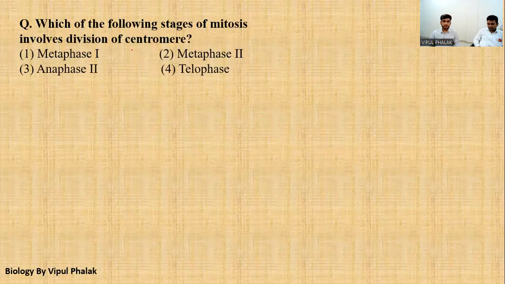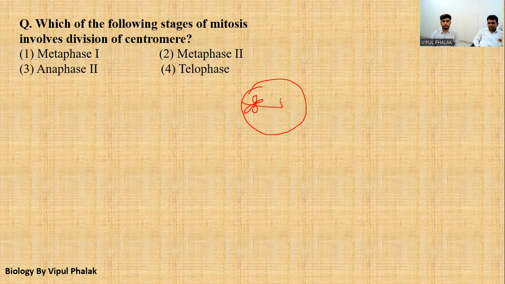Which of the following stages of mitosis involves division of centromere? So the centromere is divided in the anaphase. As in metaphase, the chromosomes are arranged at the equator. And in anaphase, they begin to move towards the poles. So during anaphase, the centromere divides. Therefore, the third option is correct.